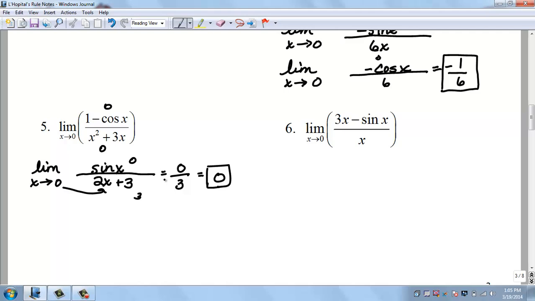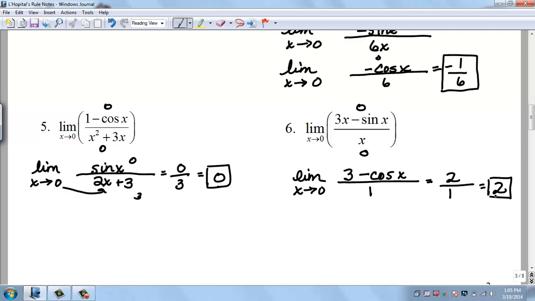Okay, let's try this one here. 0 in here, sine is 0, so I have 0 over 0. So the limit as x approaches 0 of 3, and the derivative of sine is cosine, so it's going to be minus cosine of x all over 1. I know I'm going to stop because I have a 1 down here. Put the 0 in there, so I have 3 minus the cosine of 0, or 1, so 3 minus 1 is 2 over 1, or my limit is 2.